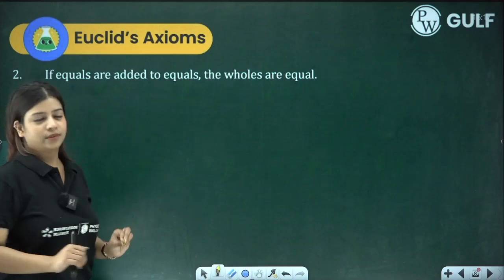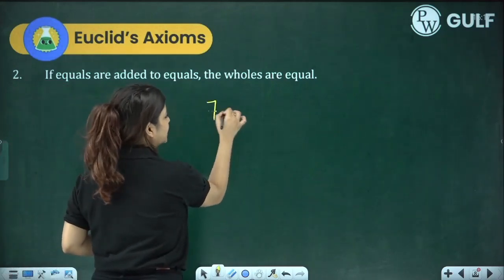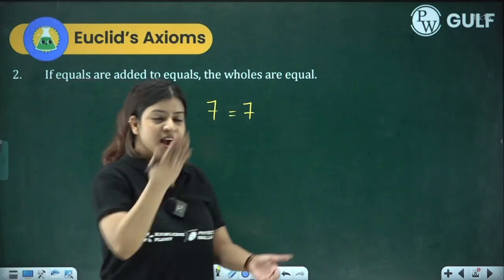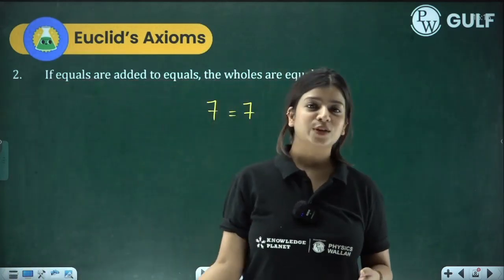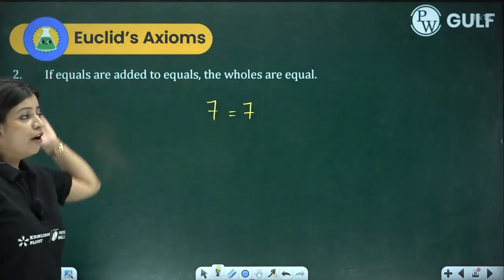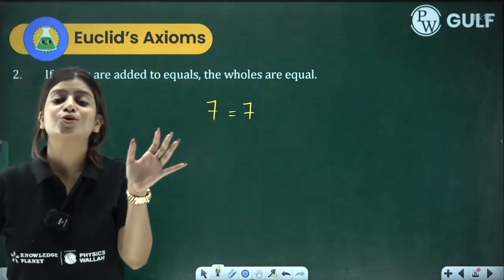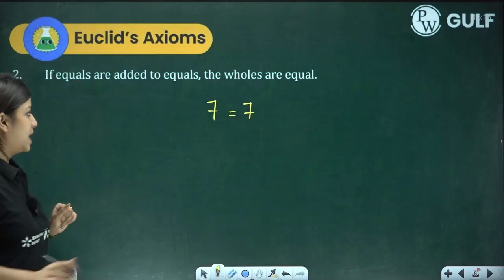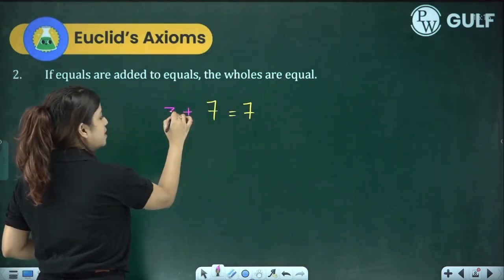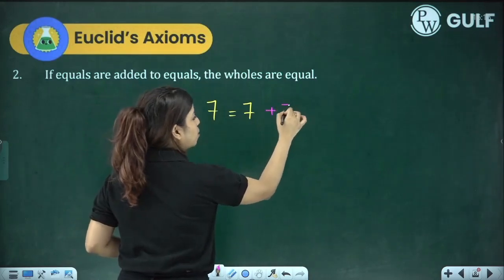Let's take the numbers. For example, we know that 7 is equal to 7. Everyone is aware of it. That number 7 is equivalent to number 7, right? So these are equals. Now if I add equals to both the sides.